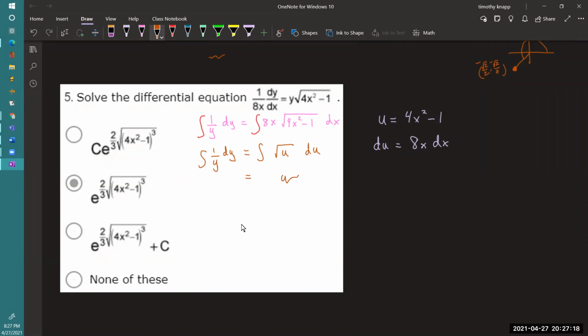So I'm going to go u to the, oh, it's still broken. U to the 3 over 2, it's sticking. And then I'm going to multiply by 2, divide by 3 over 2, so it's actually going to be 2 over 3, like that. How's that sound? Pretty good. This one here is going to be natural log of y.